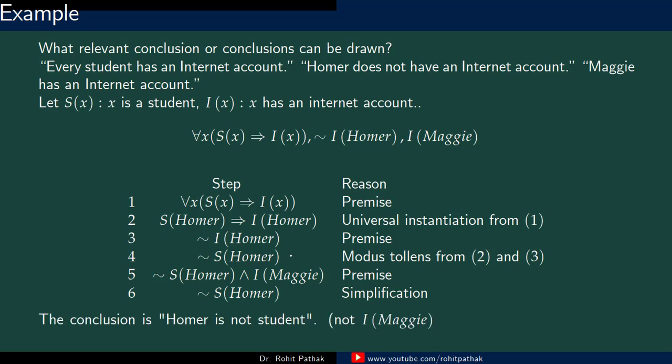So the conclusion is Homer is not a student, right? So the proper conclusion is this. We cannot draw the conclusion that Maggie has an internet account. Why? Because nothing is said about Maggie.